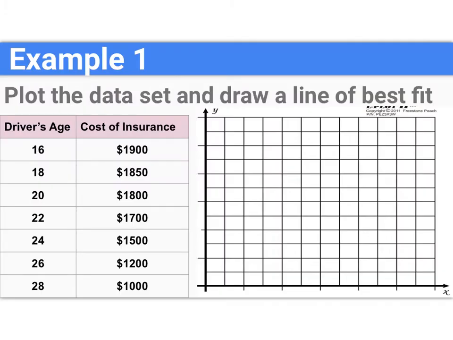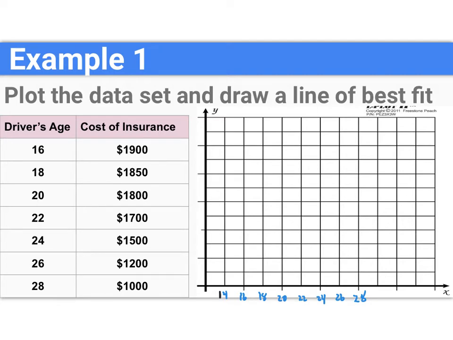Okay. Plot the data set and draw a line of best fit. So we're just going to plot the data. We have no numbers here, so how do we make it up? We can start anywhere. So we're going to start this one at, it looks like it goes by 2. So I'm going to start at 14. Let's put this in another color that you can see. 14, 16, 18, 20, 22, 24, 26, and 28.